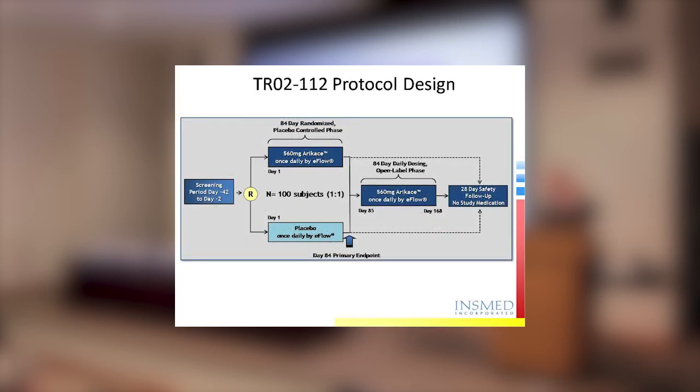So this is the general overall design of this trial. I won't go into it in a lot of detail, but basically we're looking for people who are not responding to their current treatment. They get randomized during the first 3 months of this trial into either active drug or placebo. At the end of that time, everyone has the option of going into a 3-month open label phase of the study where everyone gets active drug, and then they're followed a month after completion of the drug.